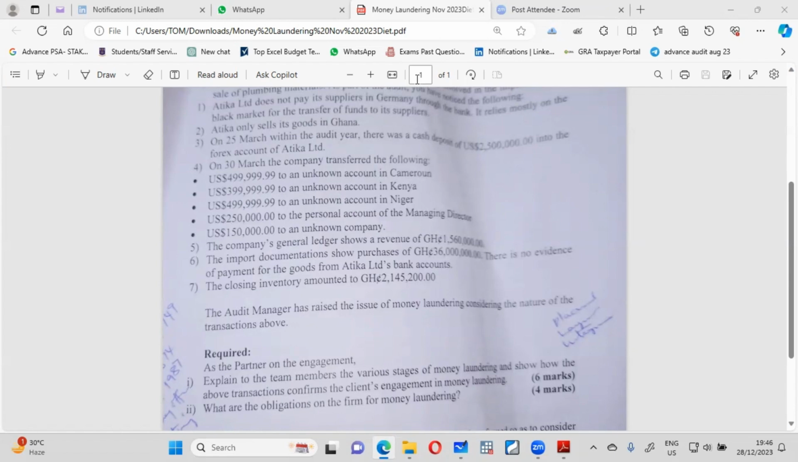You can talk of the National Crime Agency. So report externally to the regulators. All right.